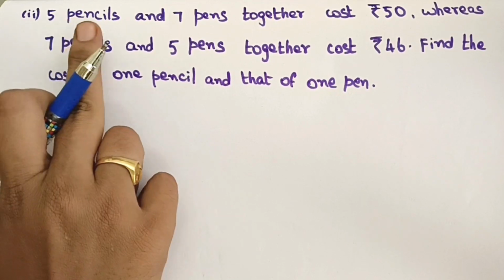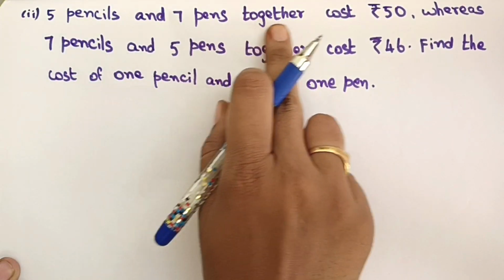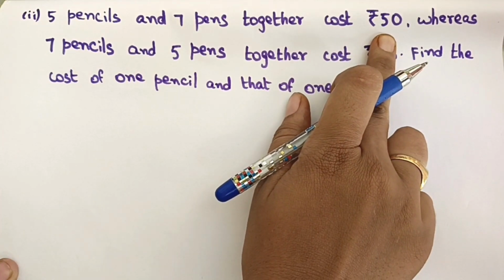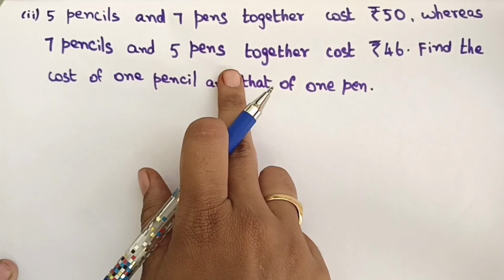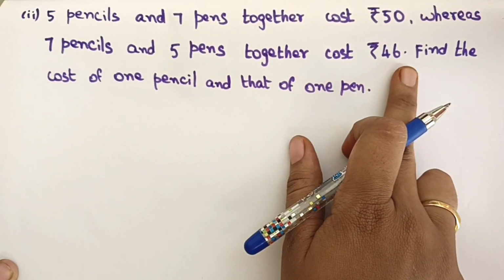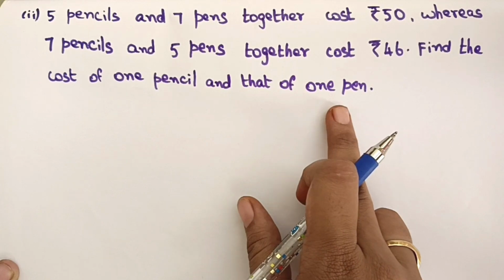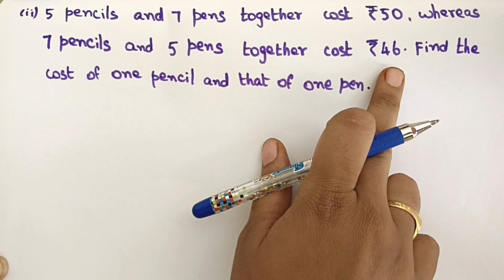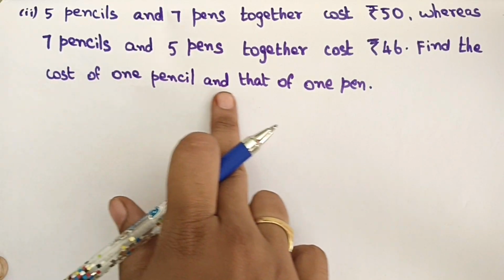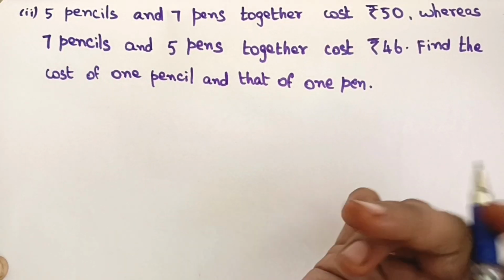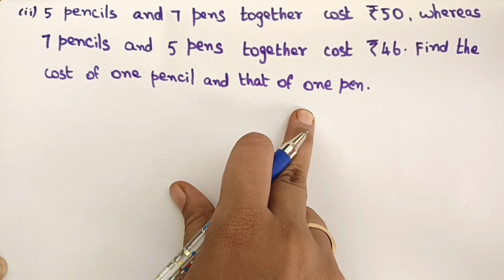First question, subdivision 2. First of all, read the question. 5 pencils and 7 pens together cost rupees 50, whereas 7 pencils and 5 pens together cost 46. Find the cost of one pencil and that of one pen, in rupees. Identify the question: the cost of one pencil and that of one pen. We are asked to find the cost of one pencil and the cost of one pen.